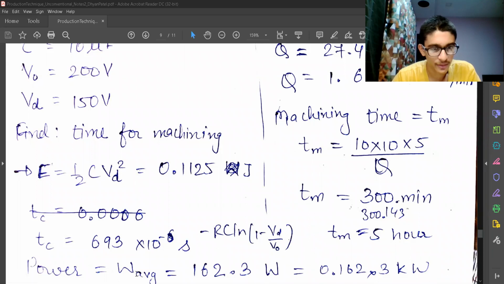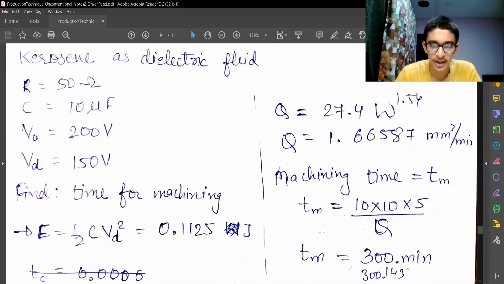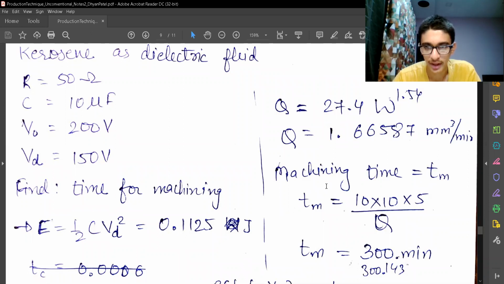My power W will be half CV square upon the time, so I have just divided the energy by Tc. I have got the power as 162.3 watts, or 0.162 kilowatts. Now I need to find the material removed, for which I am going to use the empirical relation 27.4 into power raised to 1.54. So my material removal rate is 1.66587 mm cube per minute.